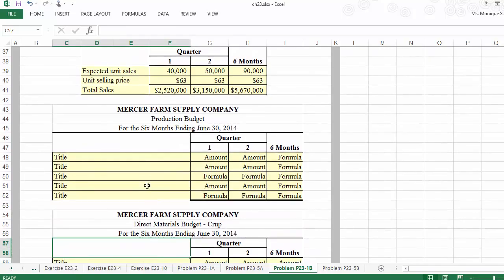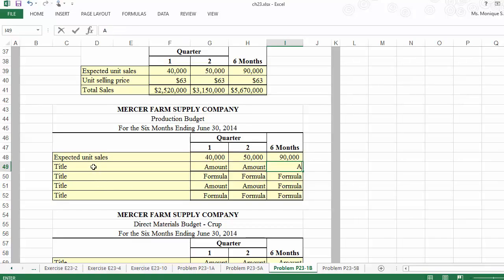So we're going to go ahead and prepare the production budget. To do that, we're going to start off with our expected sales. So our first line item is expected unit sales. And we're going to get these amounts from our previous sales budget. So I'm just going to reference the 40,000, and again plus or equal sign, the 50,000 for quarter 2. And of course, when you add these two together, you still should get the 90,000.